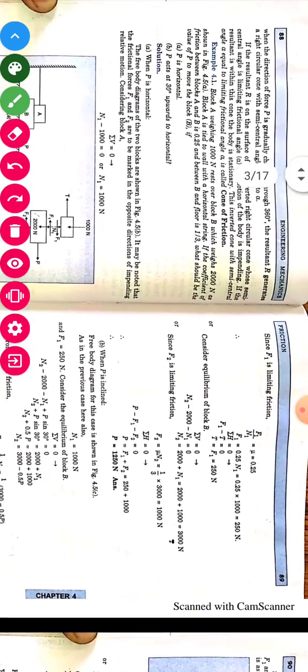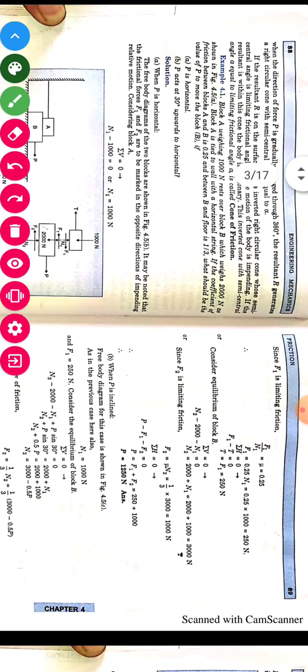So N1 is in the positive direction, upward. N1 is upwards, so it will be positive N1, and 1000 is in the downward direction, so negative. That will be equal to 0. So from this we can get the value of N1. Simple. Now we will go to the next part.